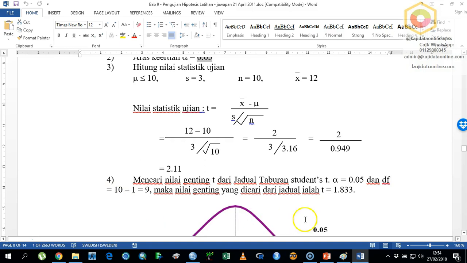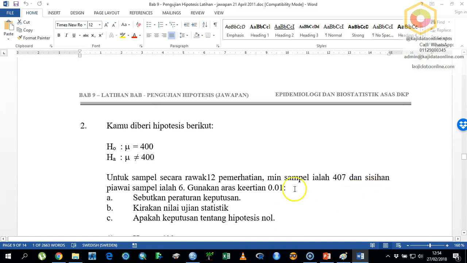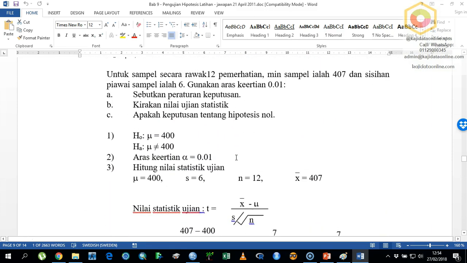Based on this, you get 1.83. Based on our calculated version, this is 2.11. So 2.11 is far beyond the 1.83. Therefore, we need to reject the null hypothesis and state that the values are not similar to the mean. Okay, this is another example, which is given as follows. So you can look accordingly.